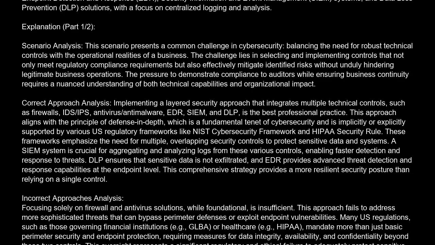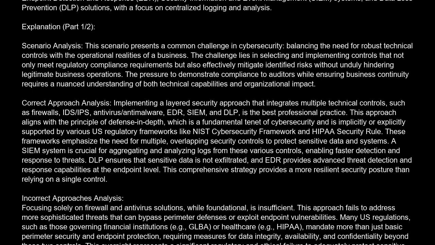Implement a layered security strategy that integrates firewalls, intrusion detection/prevention systems (IDS/IPS), endpoint detection and response (EDR), security information and event management (SIEM) systems, and data loss prevention (DLP) solutions, with a focus on centralized logging and analysis. Explanation. Scenario analysis. This scenario presents a common challenge in cybersecurity, balancing the need for robust technical controls with the operational realities of a business.